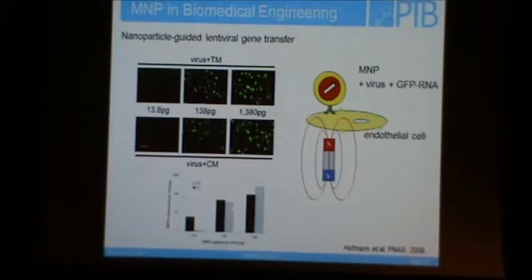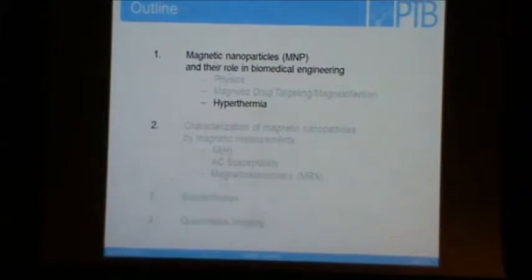And you can see here nicely the correlation between the number of magnetic particles and the fluorescent effect that is seen in these optical pictures.